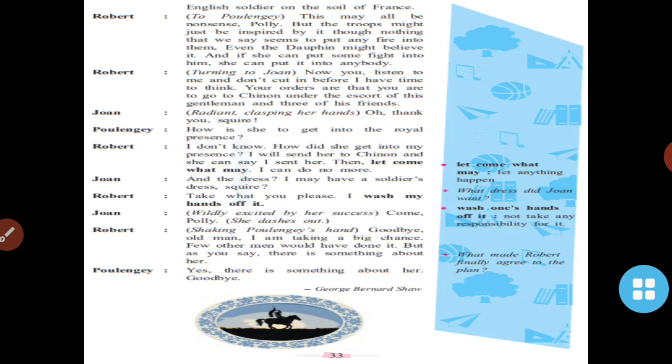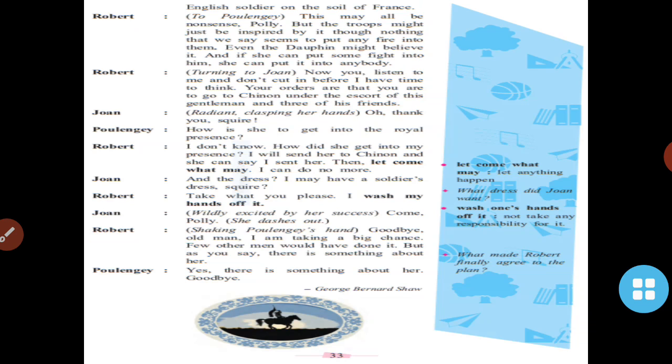Okay, what is the meaning of I wash my hands of it? Means I will not take any responsibility for it. Do what you want to do, I am not the responsible person. Like that way Robert washed his hands of it.